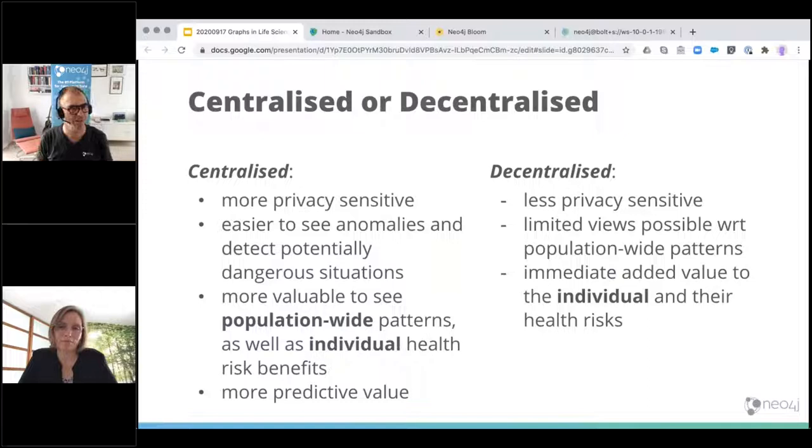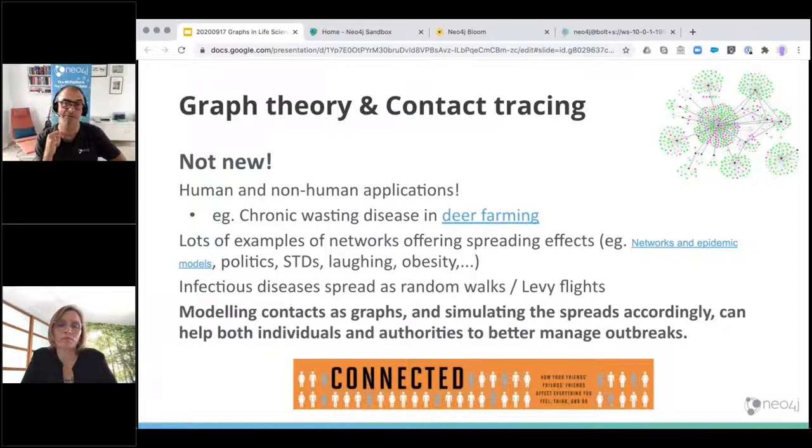The decentralized approach is all about stopping the chains, stopping the contamination chains and making sure that the population can limit the spreading of the disease by cutting it at one point. So I guess both approaches have their merits, and the application of graph theory to this domain is not new at all. It's been pioneered by lots of different people, academics, industry specialists, pharmaceutical companies alike. It's been described in many books. It's not like this is rocket science or anything.